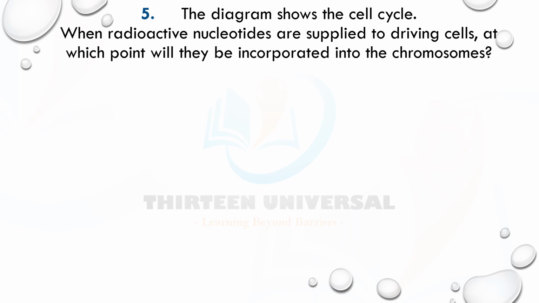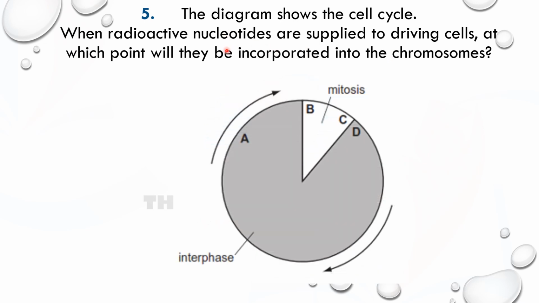The diagram shows the cell cycle when radioactive nucleotides are supplied to dividing cells. This is dividing, not driving, it's a typo. Dividing cells. At which point will they be incorporated into the chromosomes? Nucleotides. So when are we going to incorporate the nucleotides? Remember that nucleotides are the building blocks for DNA. So the question is, when is DNA made? DNA is made in interphase.